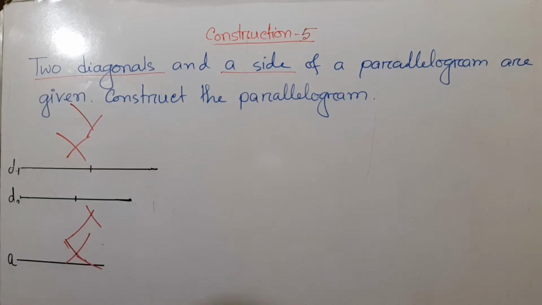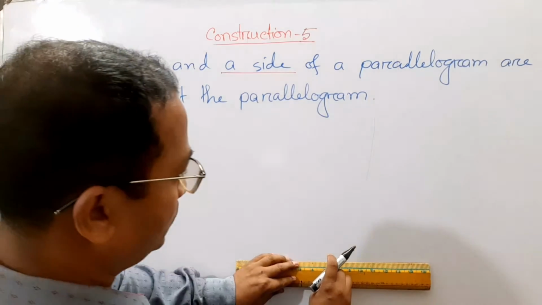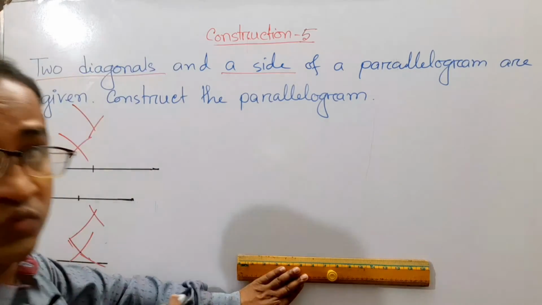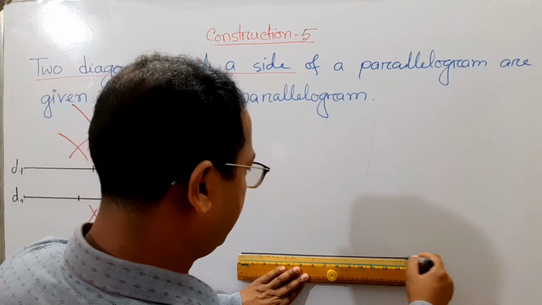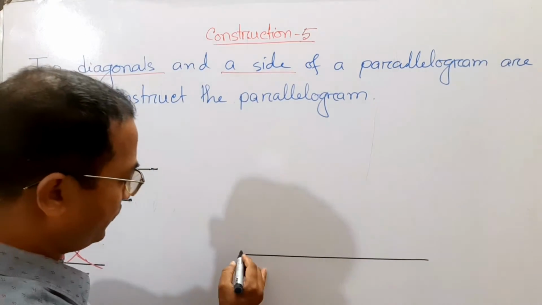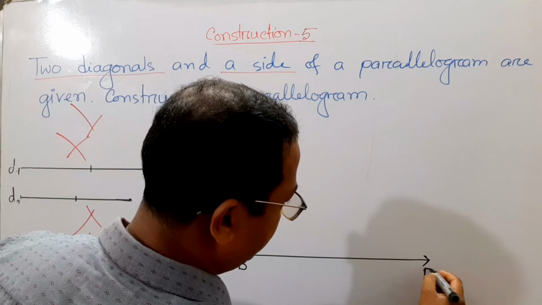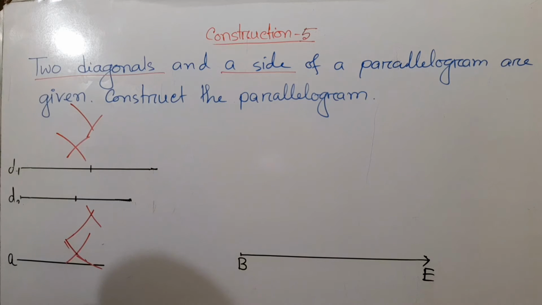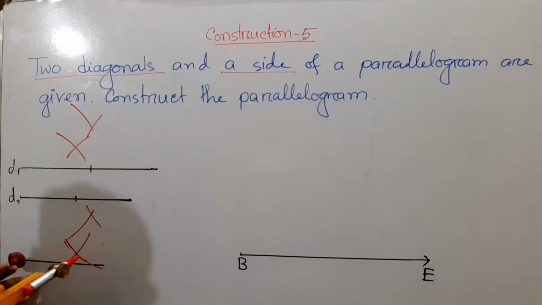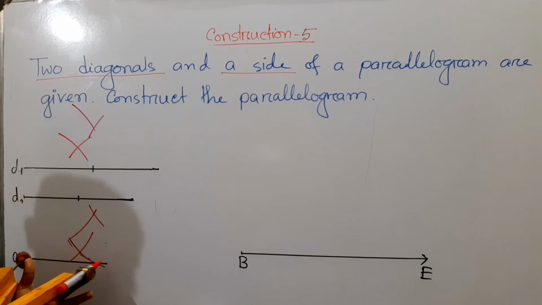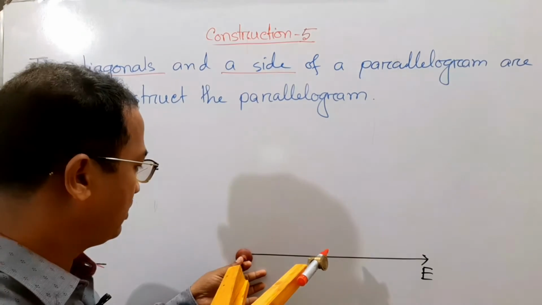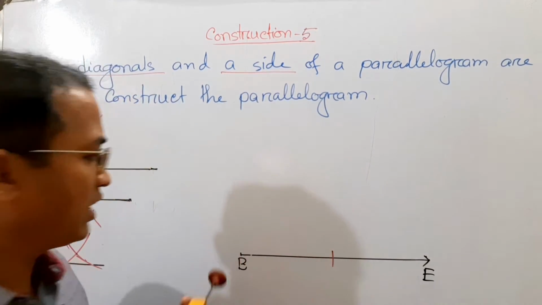Now we will take a ray. Say this is a ray BE. From the ray BE, we will take BC is equal to side A. So measure the side A and cut it from BE. We will get BC.